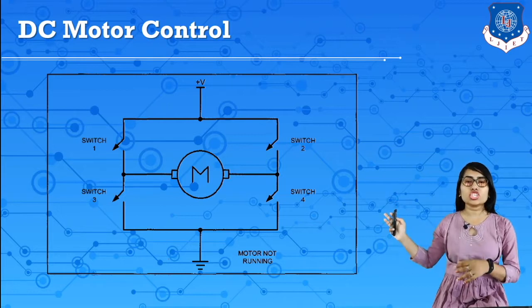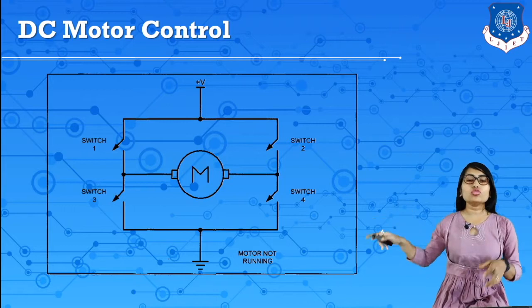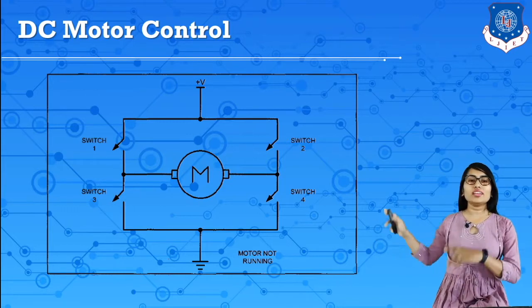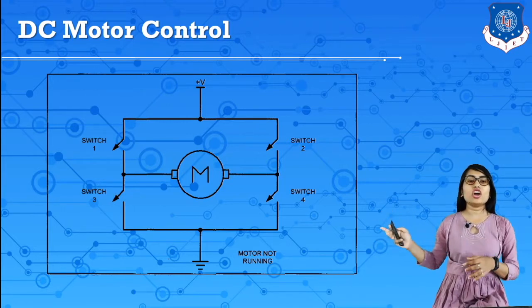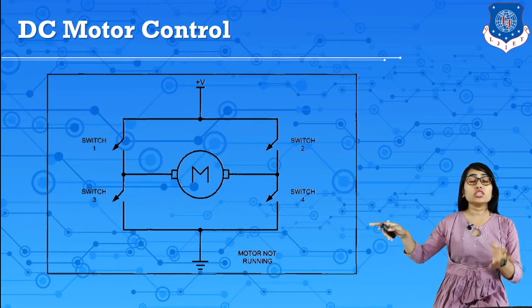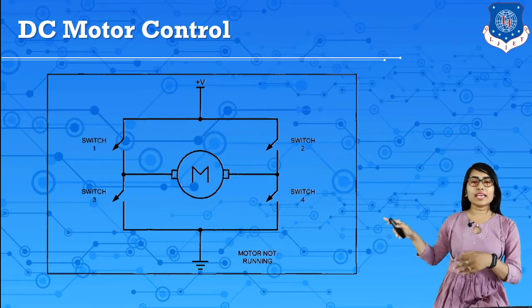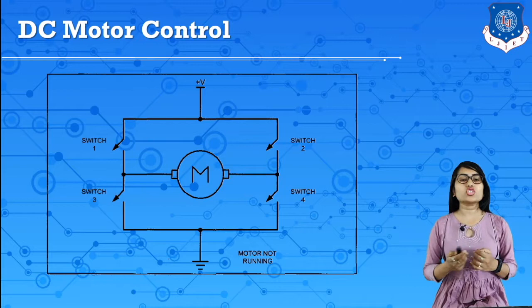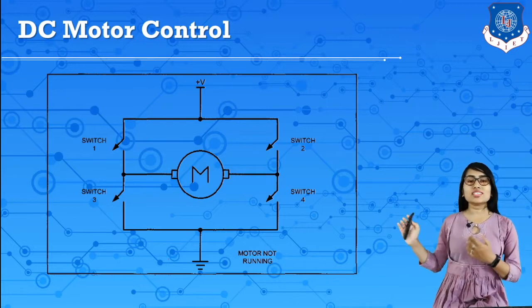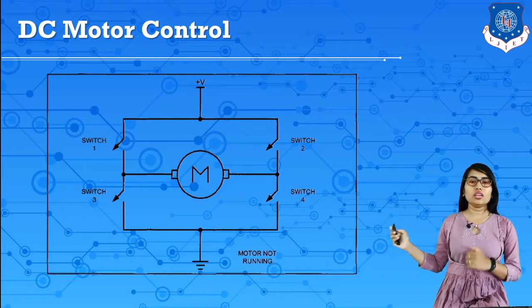Depending on the position of switches 1, 2, 3, 4, this motor will move either in a clockwise direction or in an anti-clockwise direction, according to which switch is closed. For example, switch 1 is closed, switch 2 is closed, 4 is closed, then 3 is closed. So it moves like this, and according to that it also moves like this depending on which switch is closed and open. This is an H bridge DC motor control for bidirectional control.